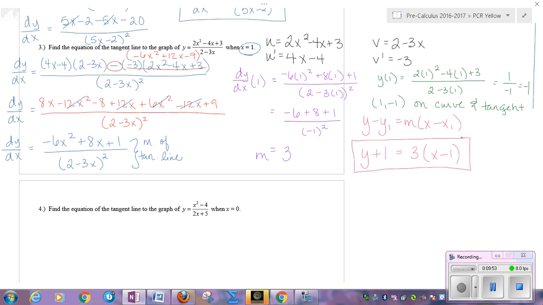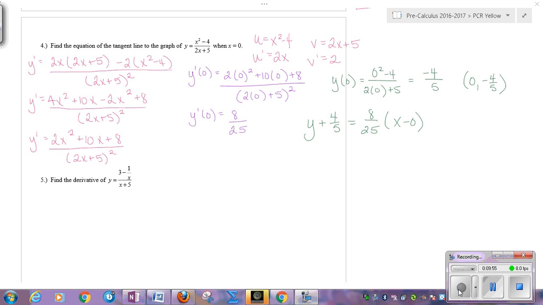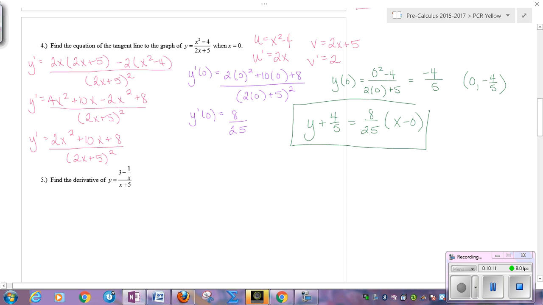Okay, how'd you do? We have y plus 4/5 equals 8/25 times x minus 0. You could have written something equivalent to that. You can write it in y equals mx plus b form if you really want to. You don't have to. I suggest just putting it into your point slope form and then being done with it. Okay. All right, number 5 is a little bit different here.